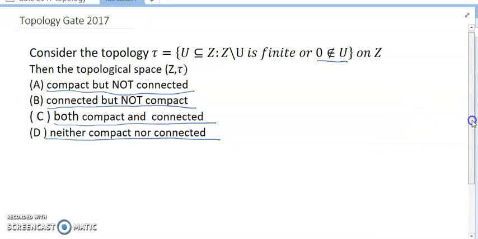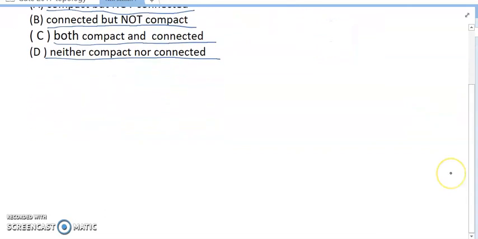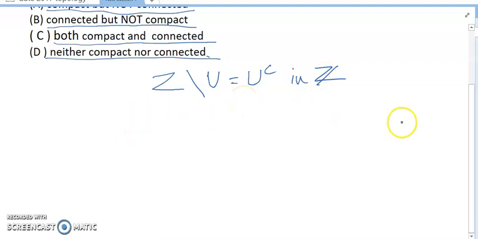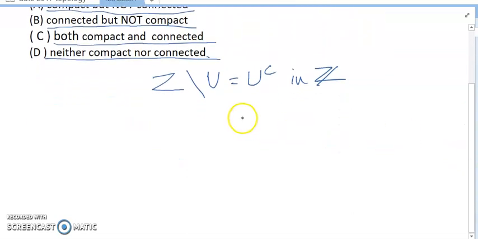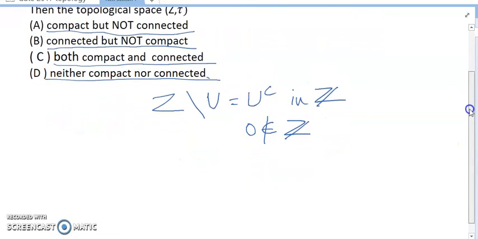Okay, friends, this kind of problem is very simple. At first you have to know that Z minus U equals U complement in Z. Also they say "or", where 0 does not belong to Z. Okay, this is also very good.